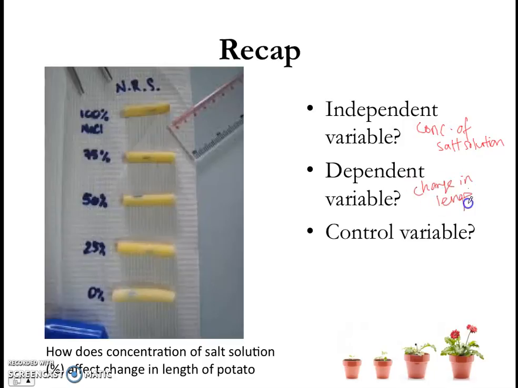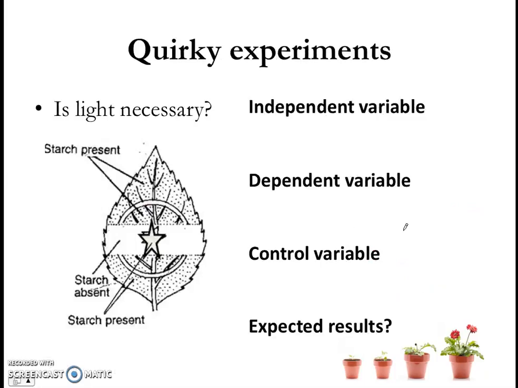And of course, the control variable is everything else that you want to keep constant, like the temperature, the type of potato, right, to ensure a fair experiment. So I'm going to use some of these terms in the next few slides. So let's go. So this is an experiment to investigate whether light is necessary for photosynthesis.